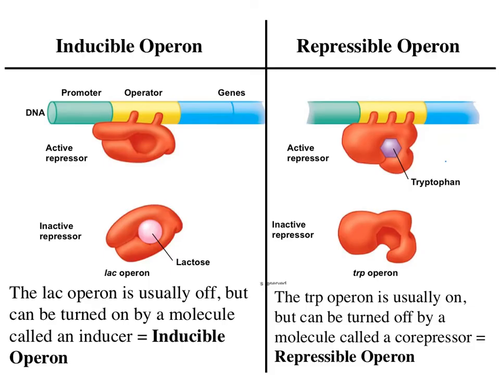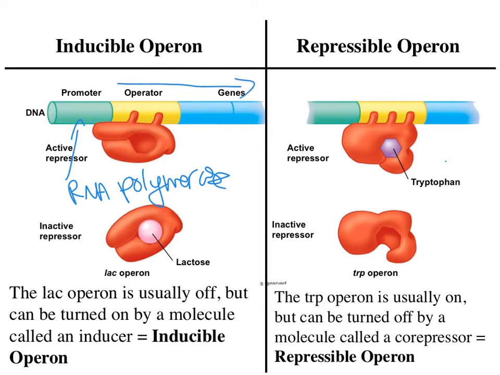Okay, let's take a look at how this works. Our promoter, remember, is where our RNA polymerase, that enzyme that is going to transcribe DNA into RNA, attaches to the promoter. And then what it will do, will go ahead and copy the DNA into RNA. The operator, remember, is the on-off switch. So how does that work?